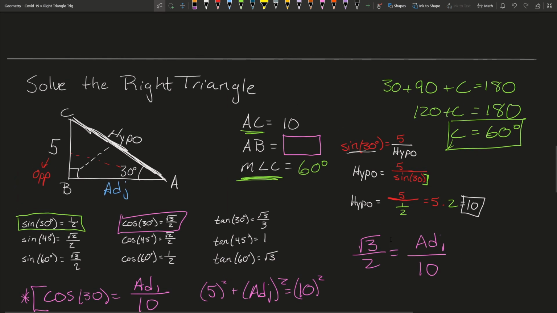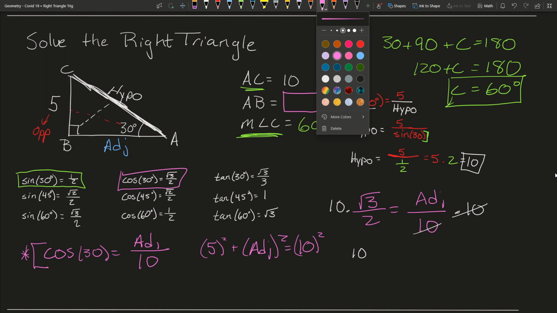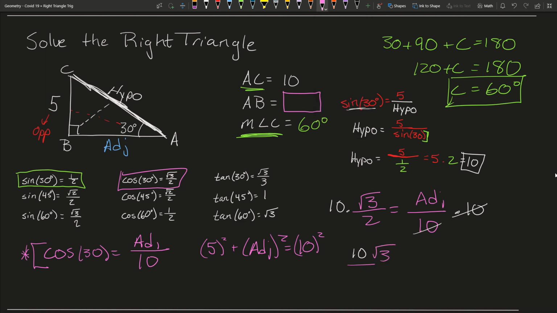And then we just need to solve for the adjacent side. And in order to do that, we multiply by 10, which gets the adjacent side by itself. So then we have 10 rad 3 divided by 2 is equal to the adjacent. And then all we need to do is simplify the left-hand side, and we get 5 rad 3, because 10 divided by 2, that's 5, and then the rad 3 is left over.